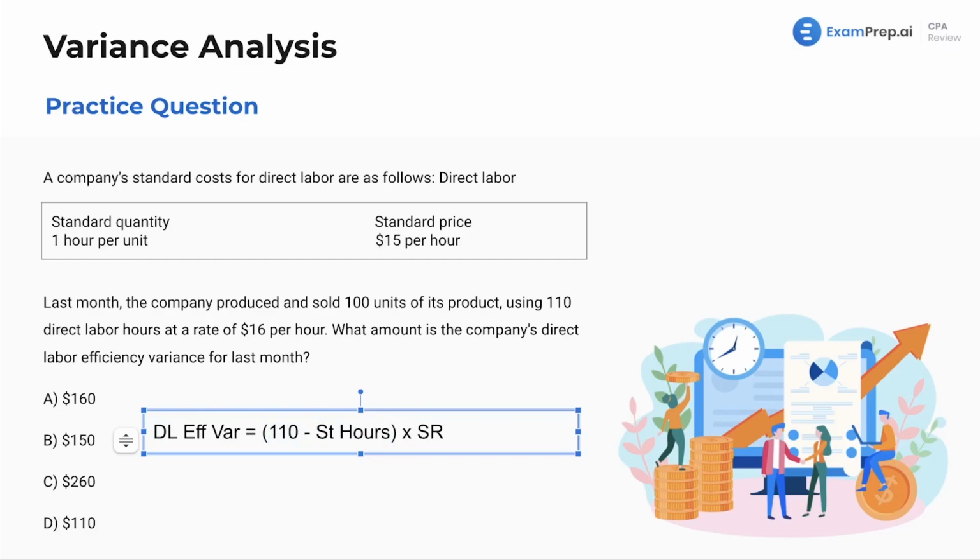Okay. Standard rate seems to be standard quantity, standard price. Standard quantity is 1 hour per unit. Standard price is 15 per hour. So it looks like the standard rate we're paying is 15 an hour. Now you might be wondering, where do we get those standard hours from? Good question. Well, last month the company produced and sold 100 units. Standard quantity of hours is 1 hour per unit. 1 times 100 gets you 100 standard hours.